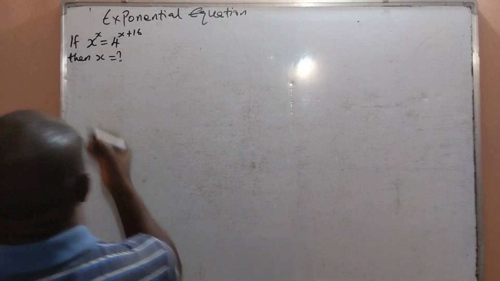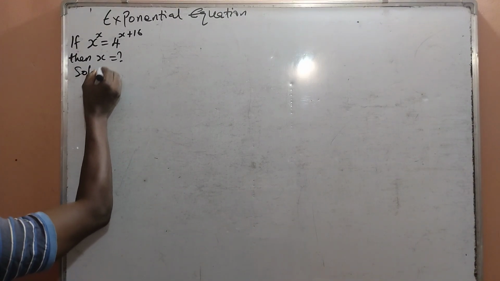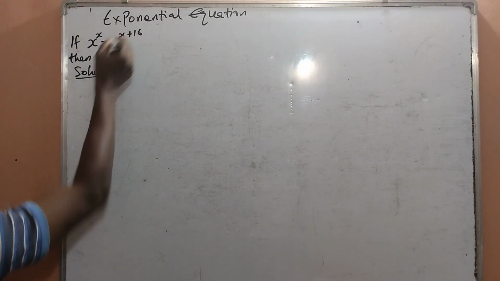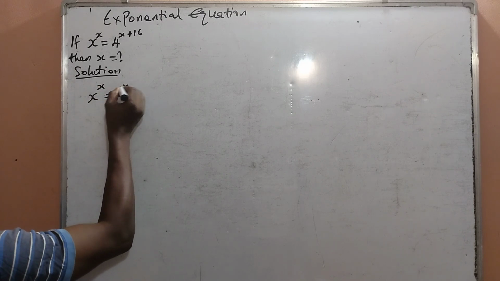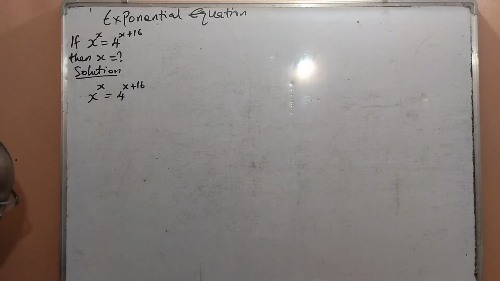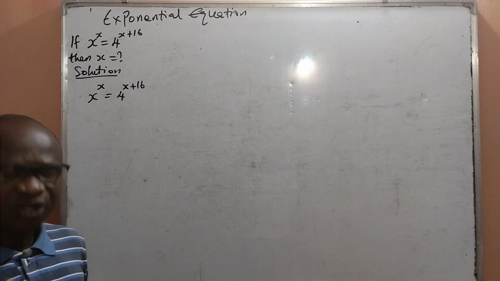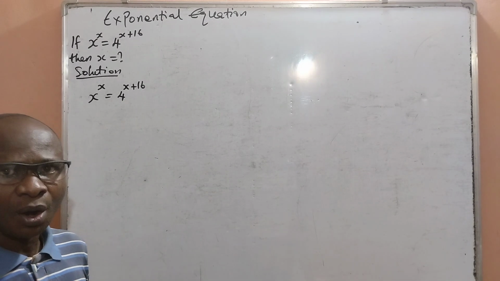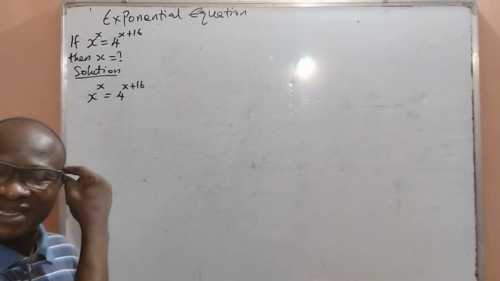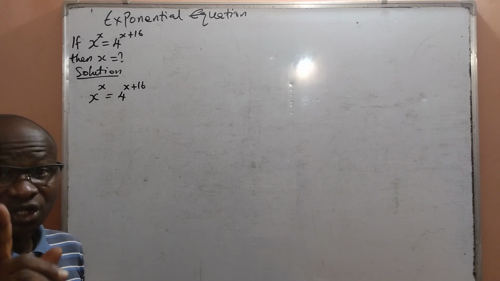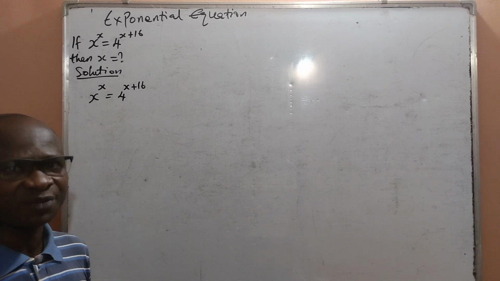Okay, now from what I am given, this question: x raised to power x equal to 4 raised to power x plus 16. You see, it can be solved in two different ways. One, using indices method. Second one, using natural logarithm. So let us go by the first method, which is indices method.